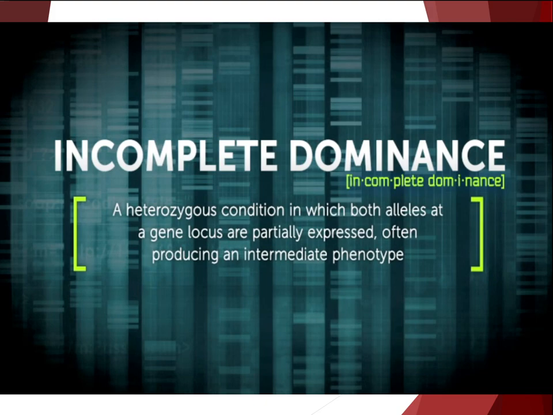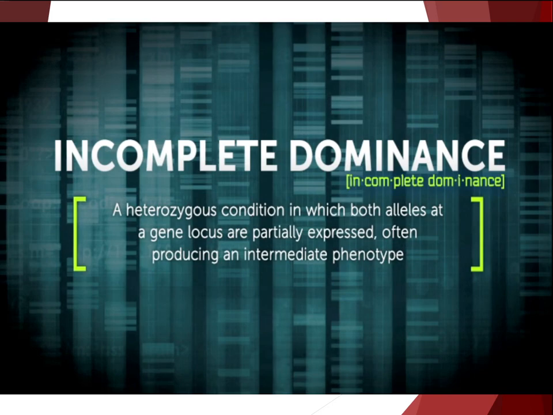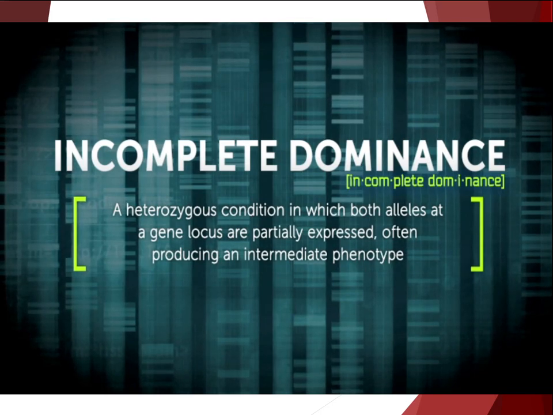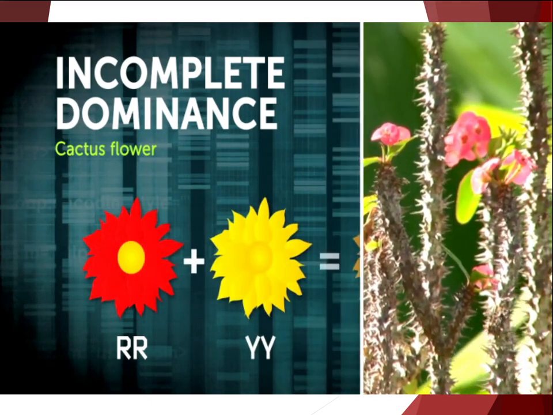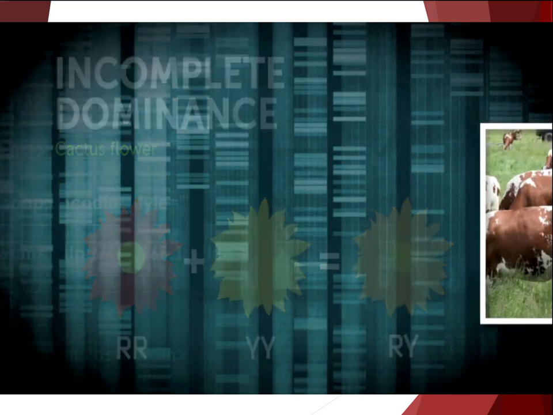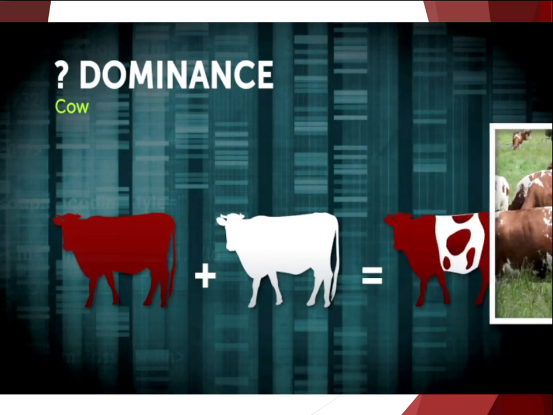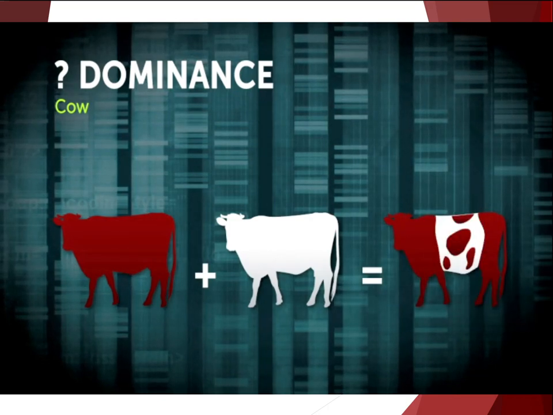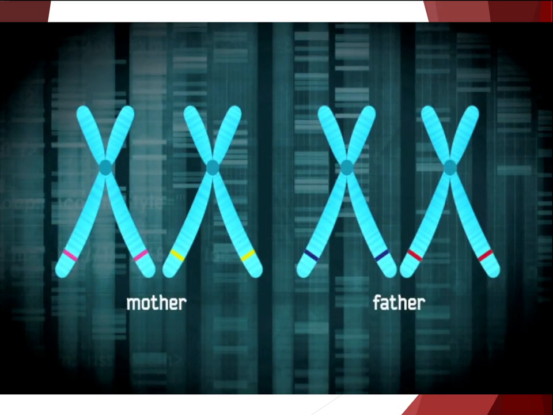Incomplete dominance occurs when the heterozygous combination produces a phenotype that is distinct or intermediate from the homozygous genotypes. For example, when a red flower and a yellow flower produce flowers that are orange. So what about a situation like this, where a red-brown cow and a white cow produce offspring that are spotted white and red-brown? Before we answer that, let's review how we inherit our traits from our parents.